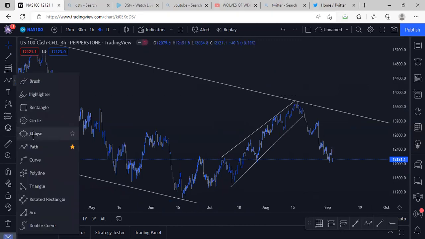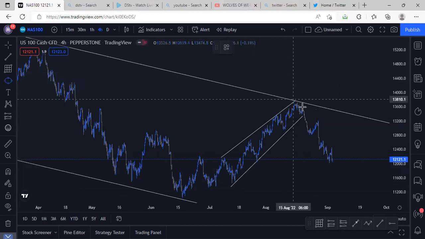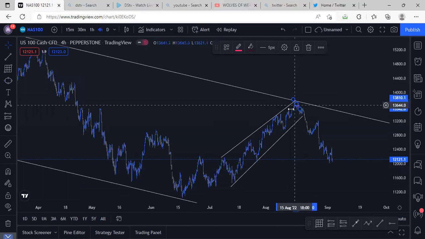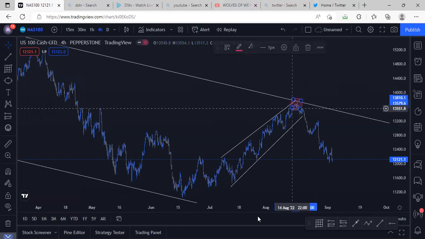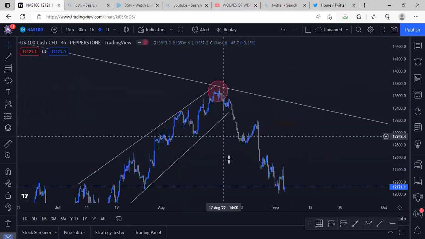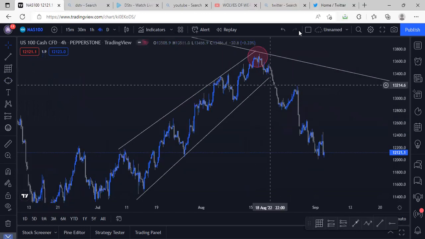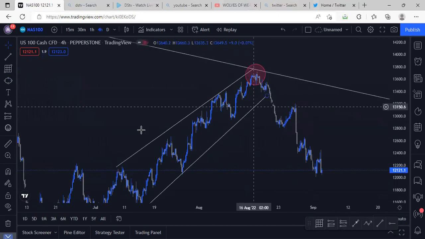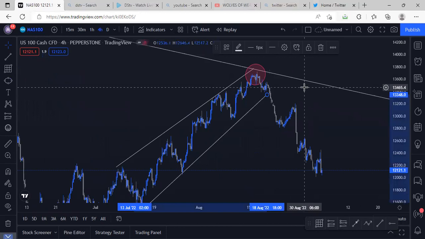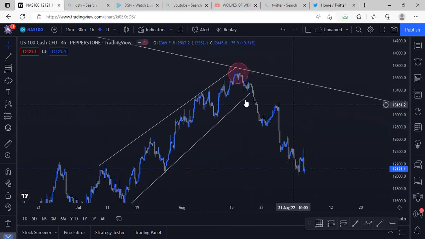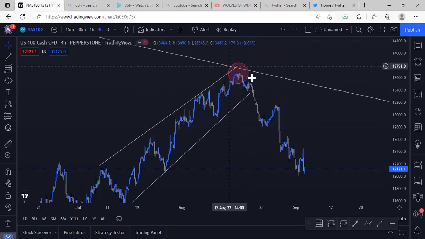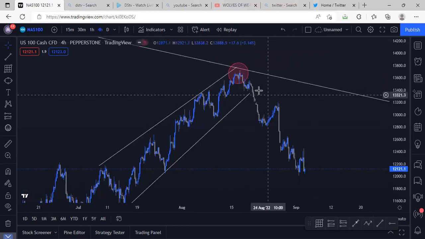Let's take an ellipse. Say the market was here, and you see an opportunity to enter a trade, and you have this channel right here. A good way to approach this trade would have been finding a channel within a channel on a lower time frame.